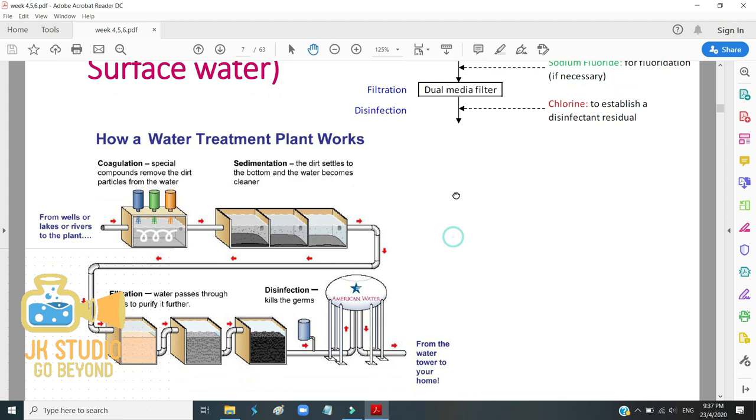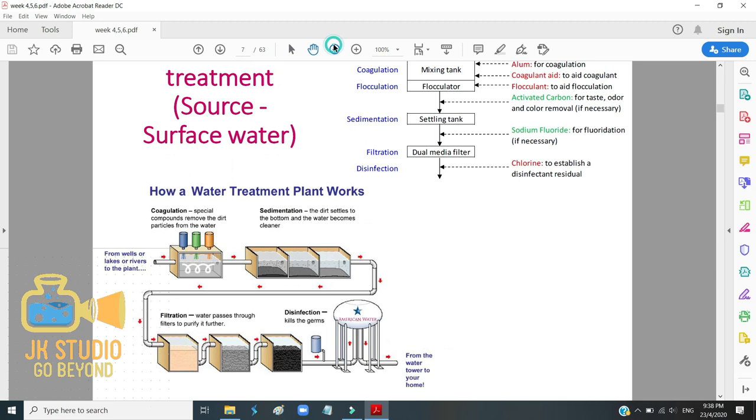How does a water treatment plant work? Firstly, water goes from wells, lakes, or rivers to the plant. Coagulation uses a special compound to remove dirt particles from the water. And then in the sedimentation process, the dirt settles to the bottom and the water becomes cleaner. And then we move on to filtration. Water passes through a filter to purify it further. And then finally, disinfection, which kills the germs. So from the water tower to your home, finally.